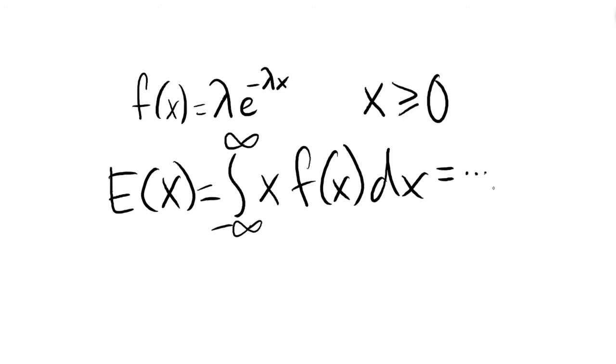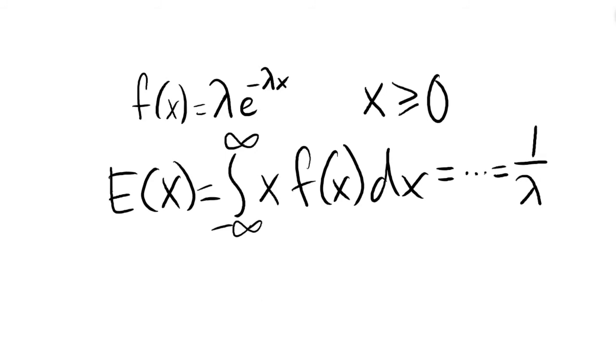I won't do it here. But we would get that the expected value for this function would be 1 divided by this lambda symbol. And this lambda is a constant, which we decide when we pick the distribution. So that is an example of a continuous case.